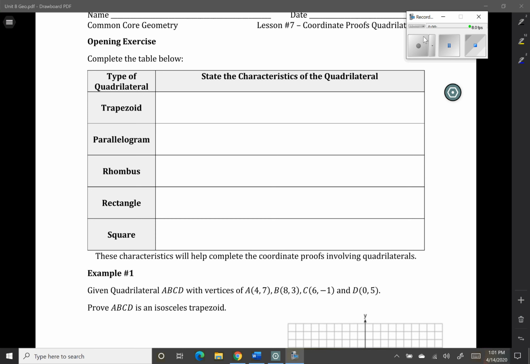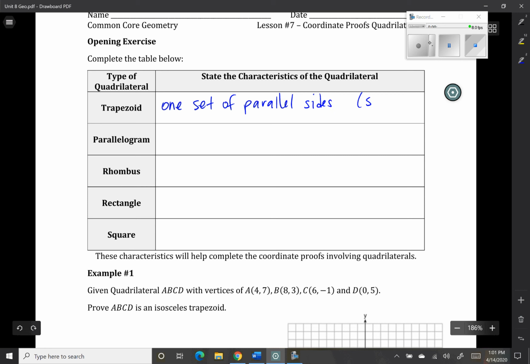All right, so let's see how you did. So for trapezoid, what I would say is it has one set of parallel sides. To prove that, we're going to use slope. So to prove parallel, all we have to do is show that 2 slopes are the same. Parallelogram had 5 different traits, but the main one was it has 2 sets of parallel sides. Again, we would use slope here.